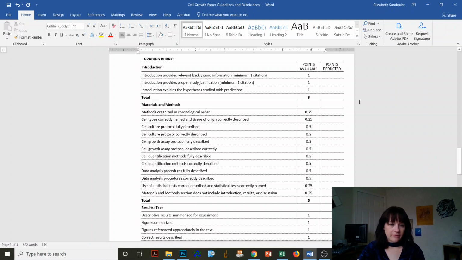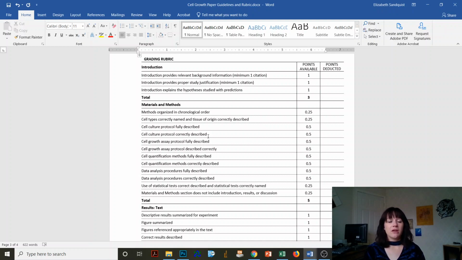And you'll notice that for some of these things, it says fully described and correctly described. I am not going to take off many points if you incorrectly described something because this is your first attempt. We're also all doing this online, all right? So for your first draft, I just need to see that you've tried to do each of these things, all right? But I won't take off points if you described it incorrectly.